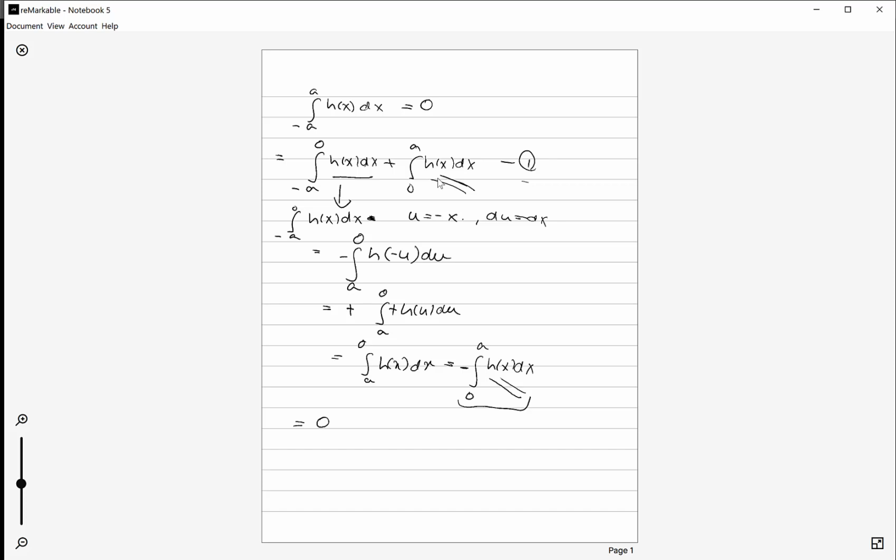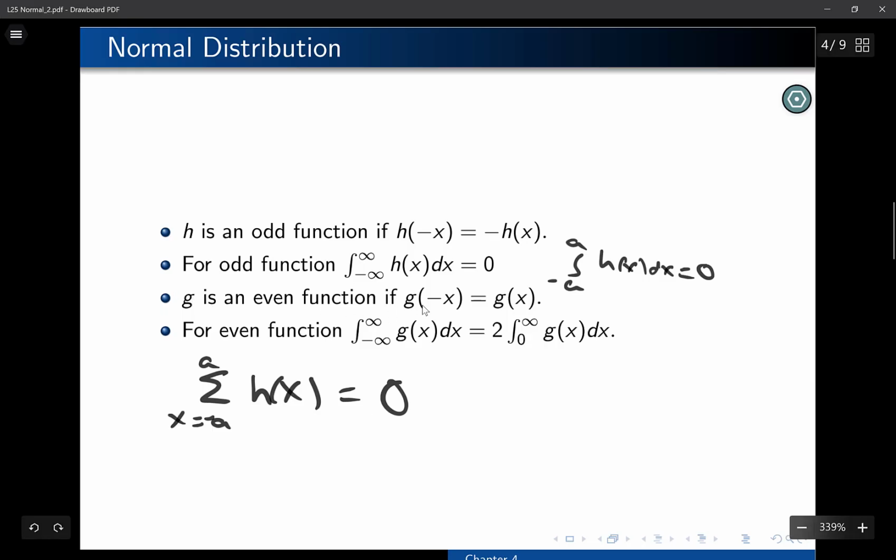So that's why the integral of an odd function is 0. For an even function, you can show that this integral is 2 times this integral. Again, you can use similar techniques that I have shown you. You can use this change of variable to show this. It's a good idea to go ahead and see if you're able to prove this. I'm not going to do that here, but it follows pretty much on the same line as this result.